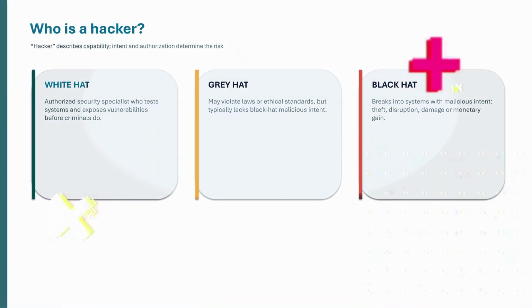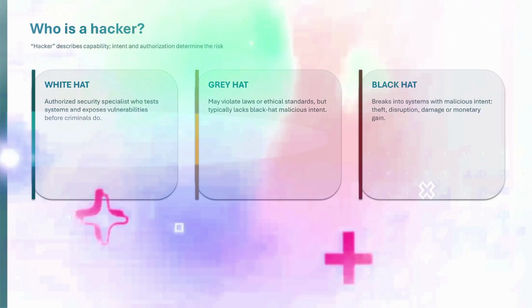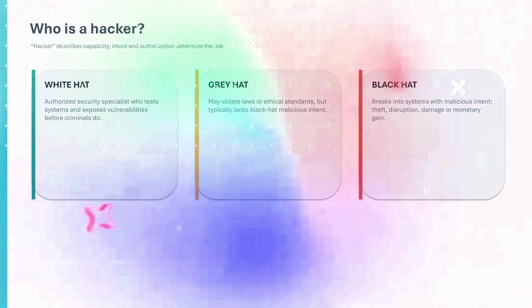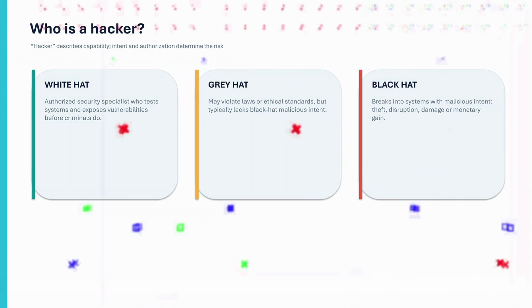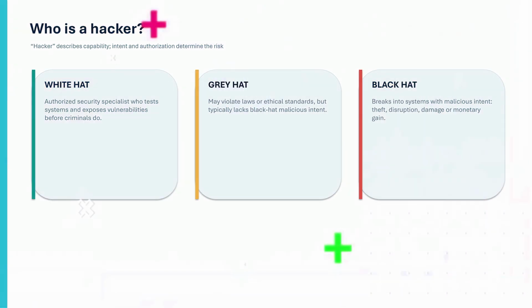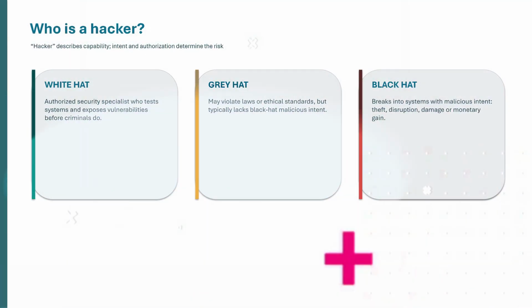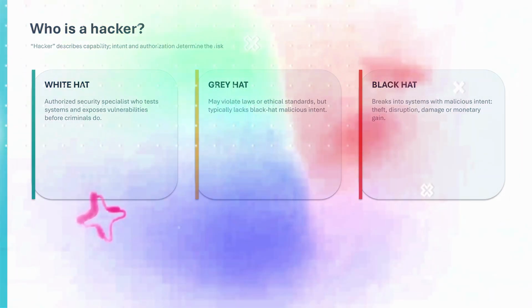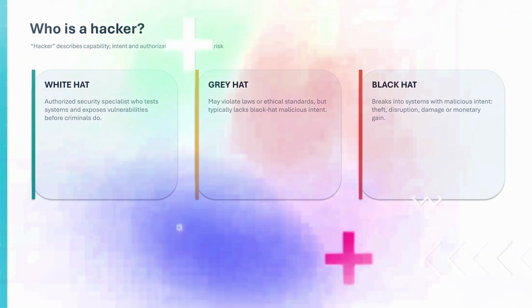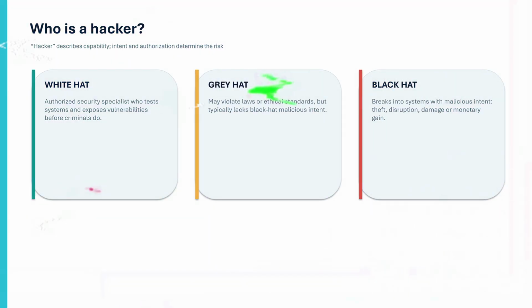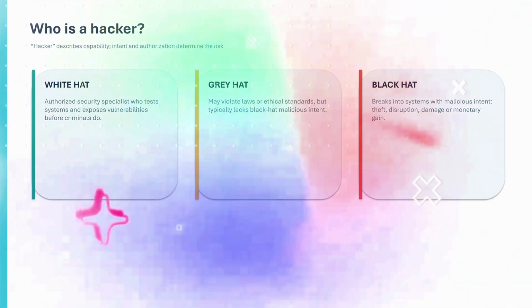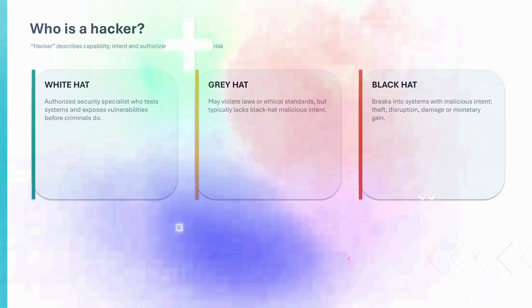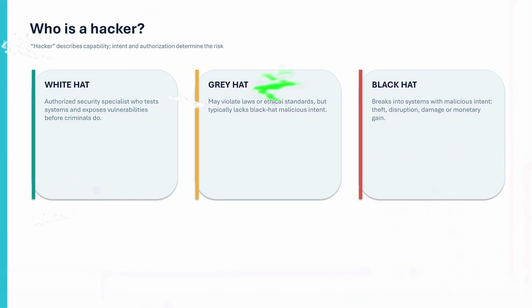The word hacker simply describes a person with the ability to find or exploit technical weaknesses. What matters most is authorization and intent. White hats test systems with permission. Grey hats may cross legal or ethical boundaries. Black hats act maliciously. For instance, a company might hire an ethical hacker to test its website before launching. However, if that exact same technical skill is used without permission to steal data, it becomes a criminal activity. Remember, never test a system without explicit authorization.